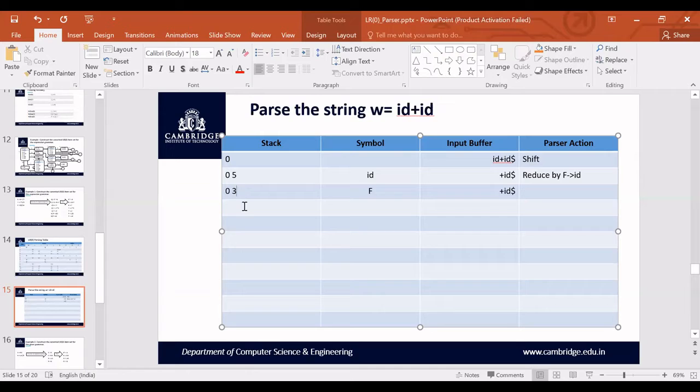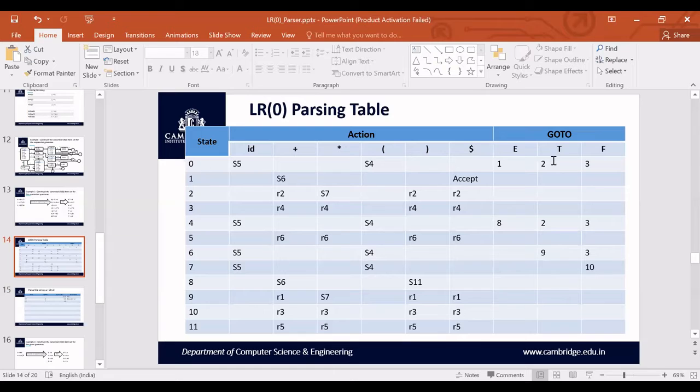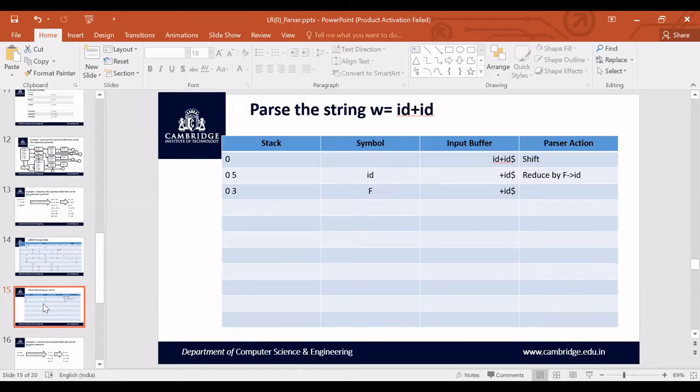After popping the 5 out of the stack, I am checking for a transition with state 0 on F, the symbol that I have reduced recently. 0 on F is 3 if I refer to the parsing table. So that 3 I am pushing onto the stack top. Okay, fine.